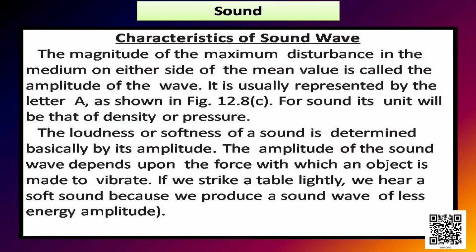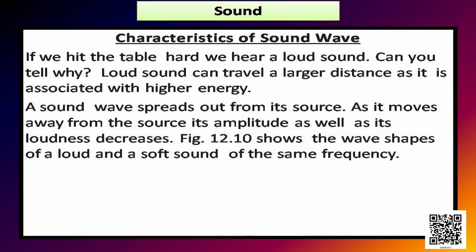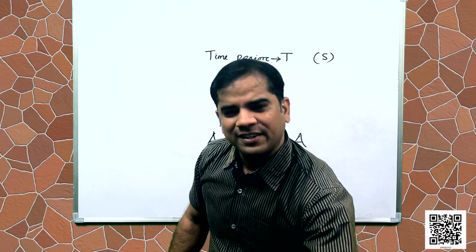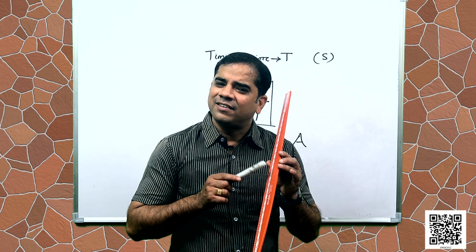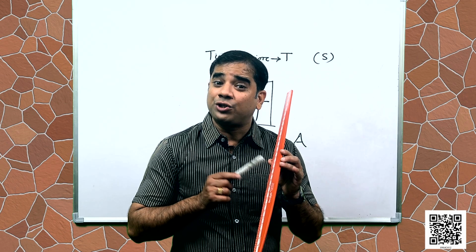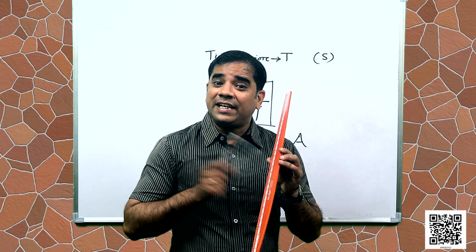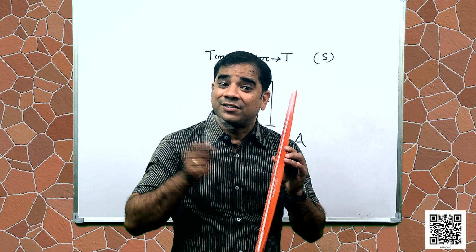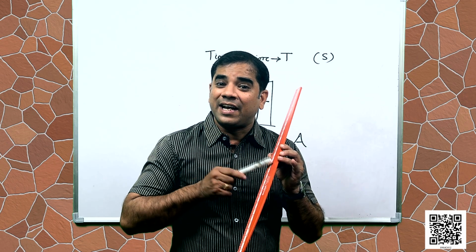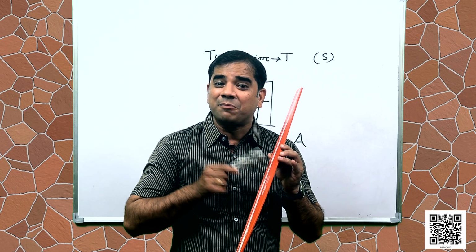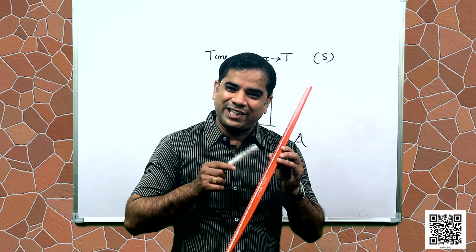If we strike a table lightly, we hear a soft sound because we produce a sound wave of less energy. If we hit a table hard, we hear a loud sound. Students, see, this is a scale. I strike it lightly. See, it is producing a soft sound. If I increase the force, the sound becomes louder and louder. Again, if I decrease my force, the sound becomes softer. Hope you understood this.